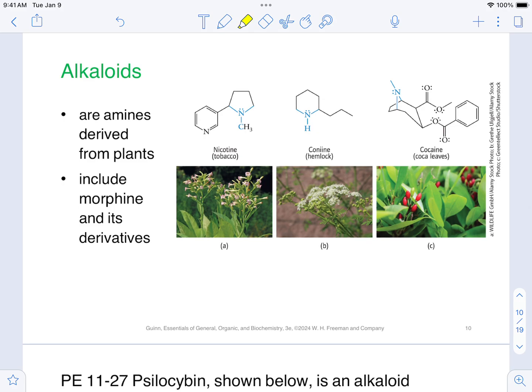Alkaloids, here's a vocab word we will see again. These are amines derived from plants. So you can see different things up here. Your tobacco, your nicotine, cocaine is there as well. It's a weird looking structure. Hemlock plant. Your morphine and its derivatives are alkaloids, so your painkillers, all of these are painkillers or opiates.